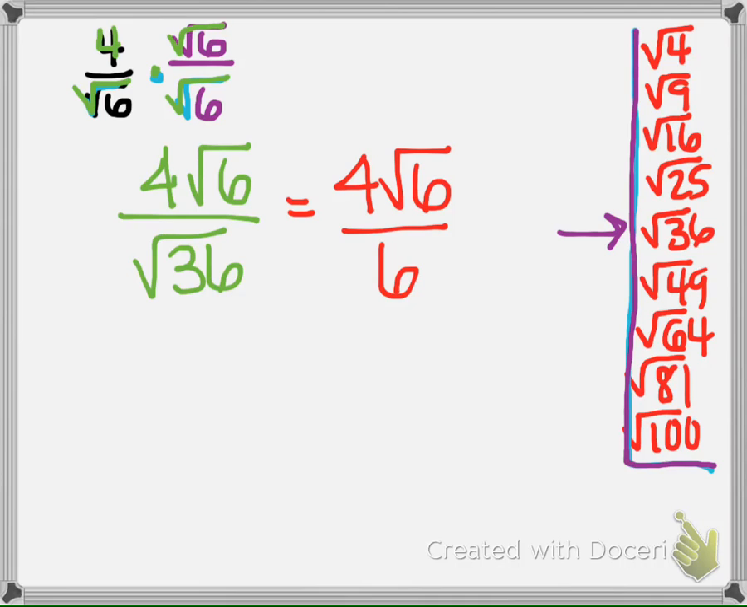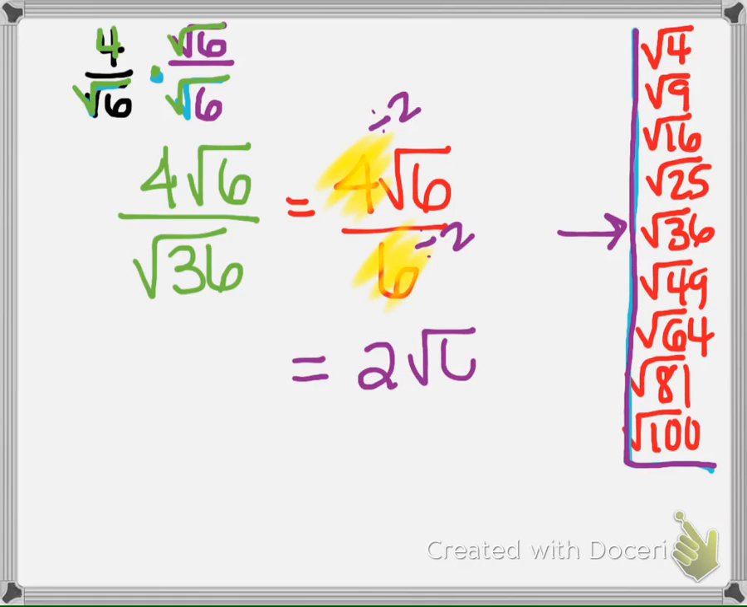Okay, then we need to look at the numbers that are outside the radical. So we have a 4 and a 6, and the 4 and the 6 can be simplified by 2. We can divide both of them by 2. So we get 2 radical 6 over 3.